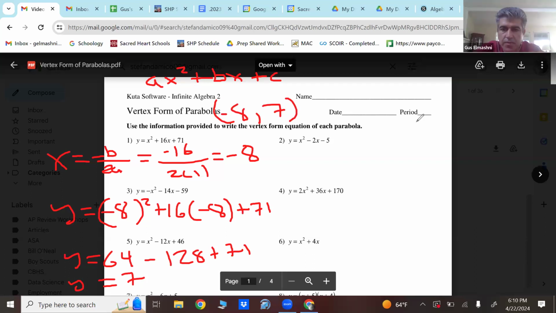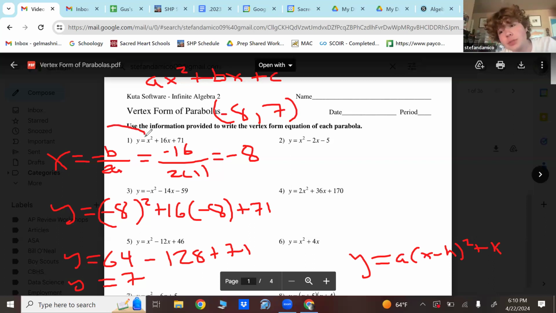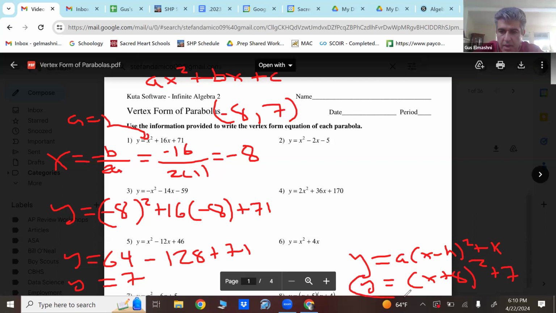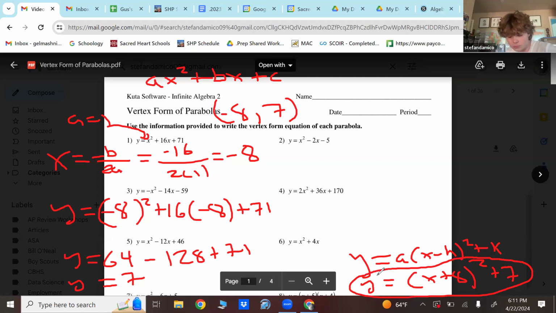And then what you want to do is the vertex form is this. And a is just going to be the same value as the number in front of x squared, which is 1, because that's the leading coefficient. So x plus 8 squared plus 7. And there we go, that's your equation. It's pretty simple. So you kind of just rinse and repeat for the other ones.